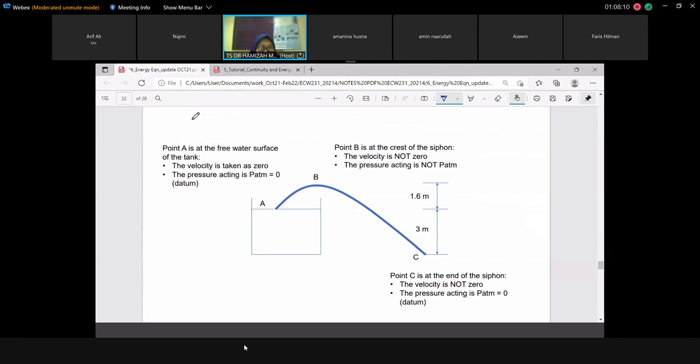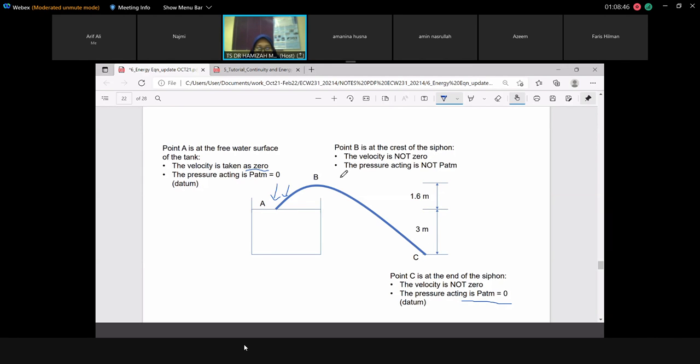So this is the assumption that we need to make first. Velocity is taken 0. Okay, the same for pressure: the pressure is coming from the atmosphere, so it is considered 0. Pressure from atmosphere and out to atmosphere is 0. So it is considered as datum. So we have the datum at A and also datum at C.